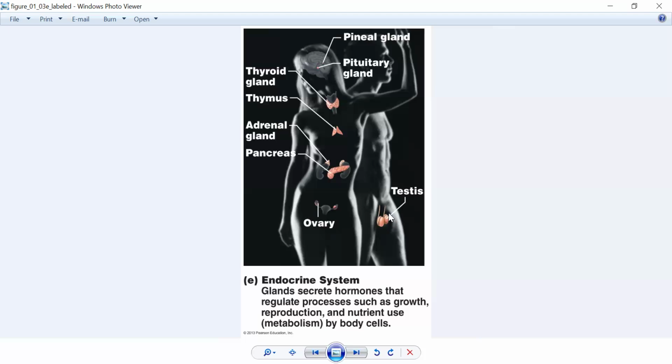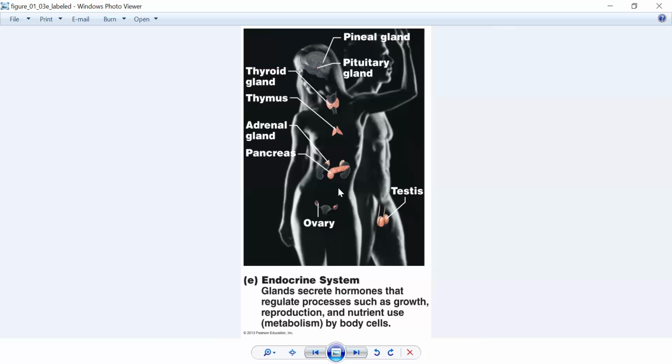Some of these organs you may find in another system. So your ovaries and testes don't just belong in the endocrine system, they also belong in the reproductive system, because that's where, for the male, sperm is produced, and in the ovaries of the female, the egg is produced. So again, some organs you may find in more than one system.